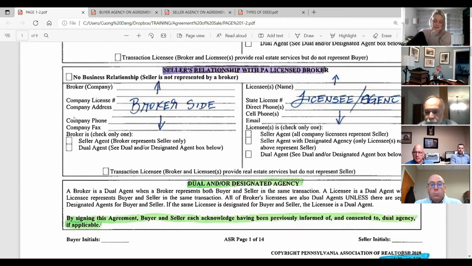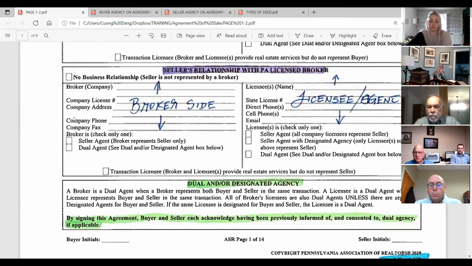Okay. We very rarely ever want to use that. And the reason is this. For instance, I had an agent come to me the other day. The agent from Keller Williams and our agent decided that they would both be transaction licensees in this deal. And I said, no, you can't do that. And they said, why? We're only getting paid a reduced commission. The commission has nothing to do with it.